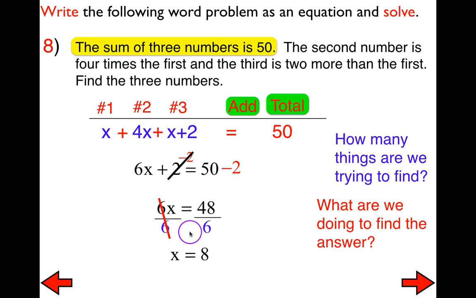I need to answer my question. The question was, what are the 3 numbers? So I'm going to go ahead and go back to each number. Well, number 1 was x. So I'm going to go ahead and plug in my value, which is just 8. So the first piece is 8.